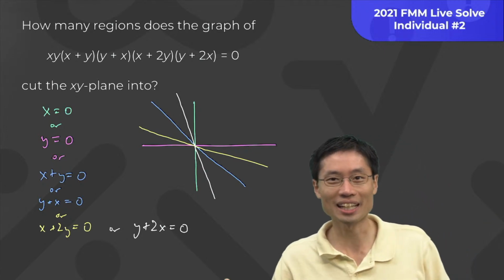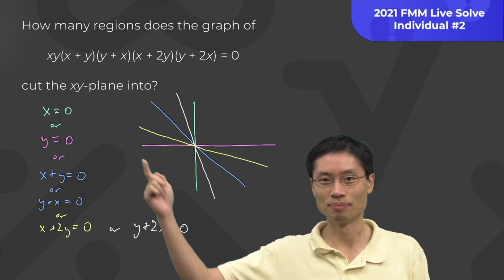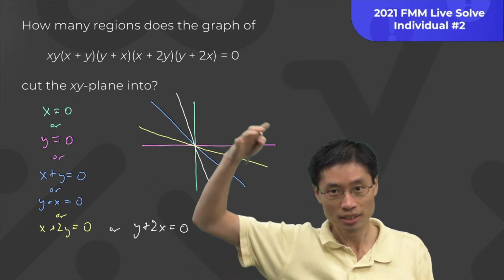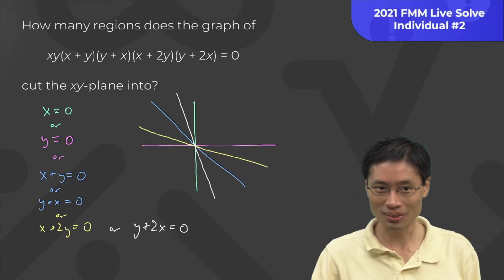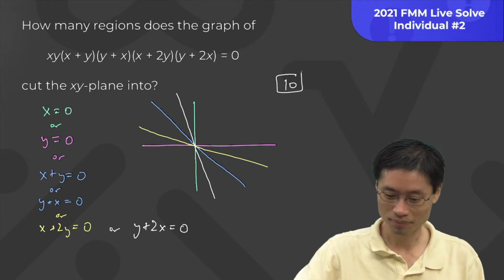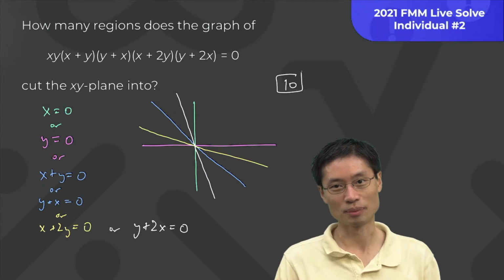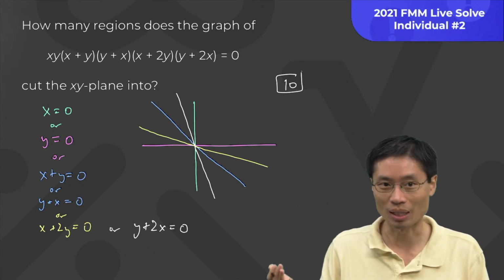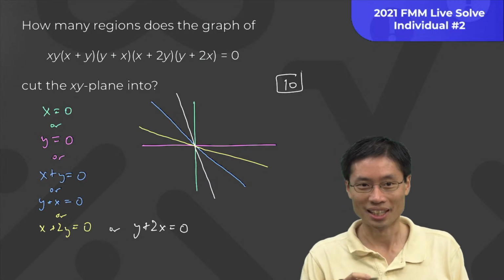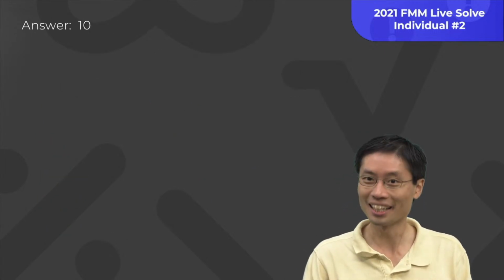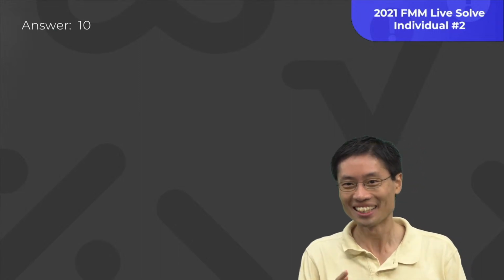All right, so in that case, how many regions do I have? Well, 1, 2, 3, 4, 5 times 2 makes 10. Looks like the answer is 10. I think I see 10 pieces. One of the tricks in this question was that x plus y and y plus x are the same thing. Let's see what happens. 10. It's good. All right, let's go to the next question.